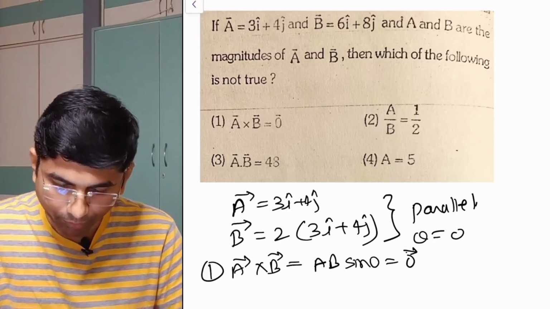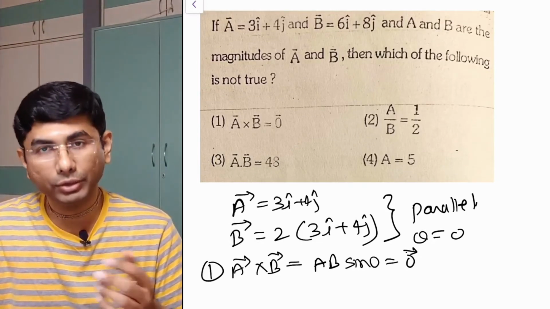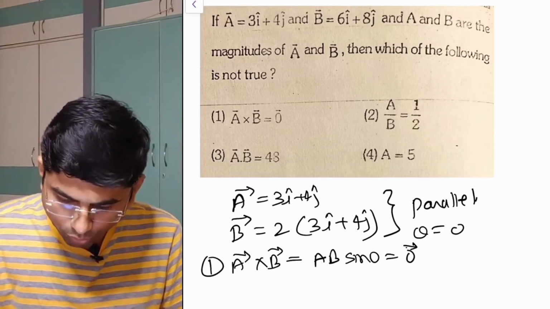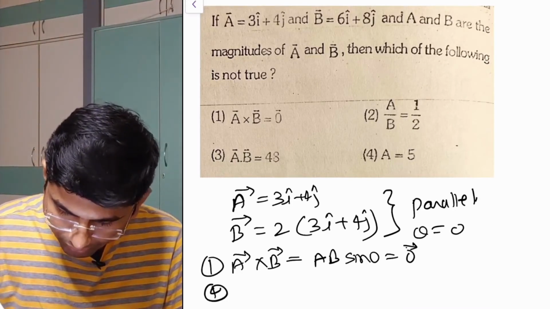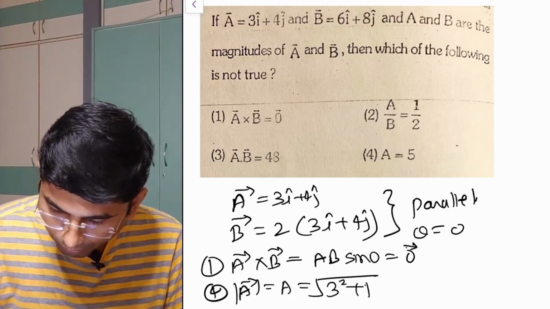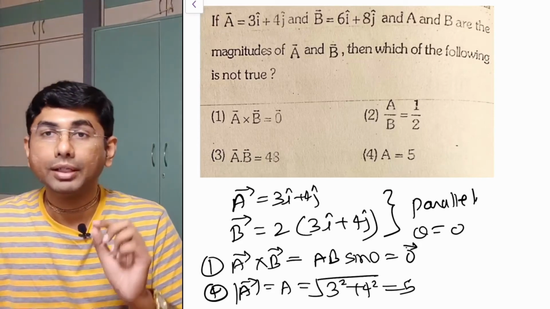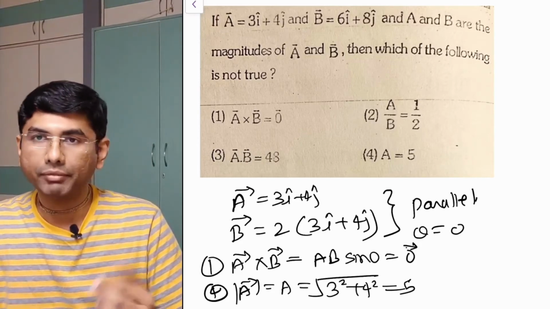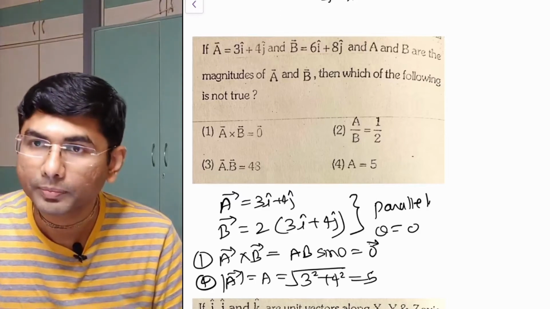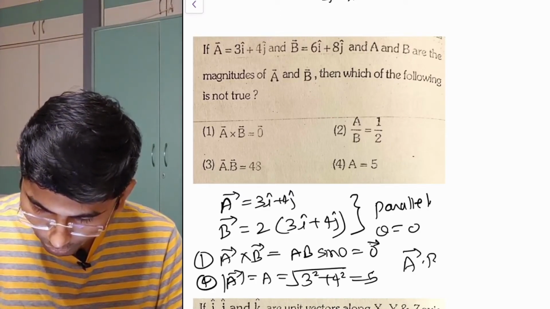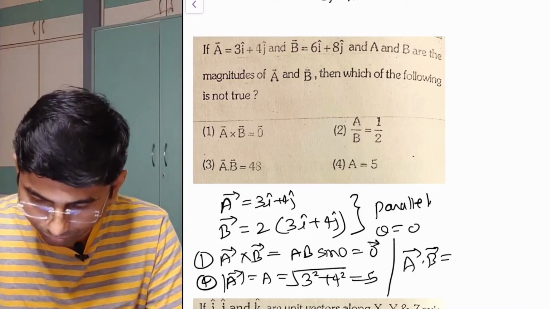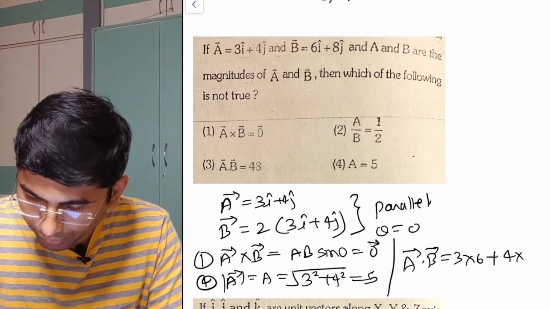Second, A vector upon B vector, immediately we can know that the magnitude of B vector is twice that of A vector, therefore the second one is also true. Then the fourth option we'll just consider first. The magnitude of A vector is equal to under root of 3 square plus 4 square, that is equal to 5, so that is also true. Then the answer which may not be true is A dot B. We'll just find out the answer of A dot B. A vector dot B vector is equal to 3 into 6 plus 4 into 8.